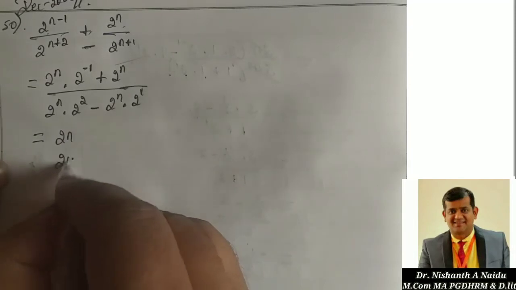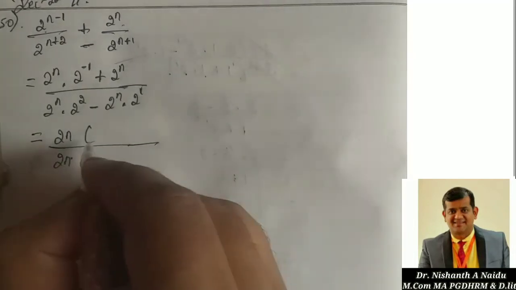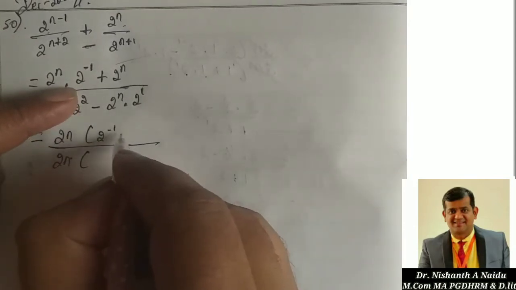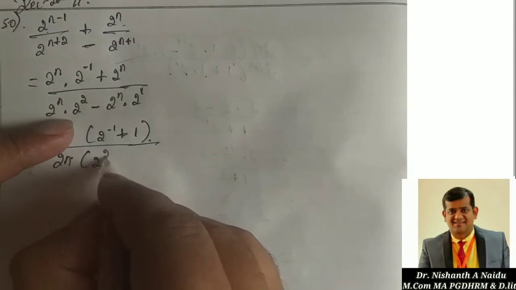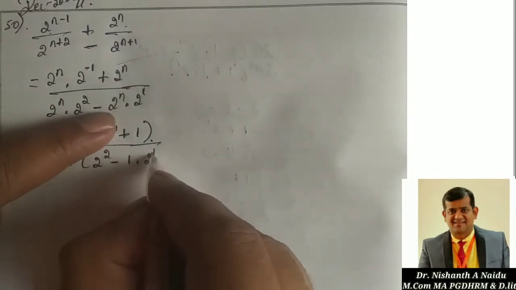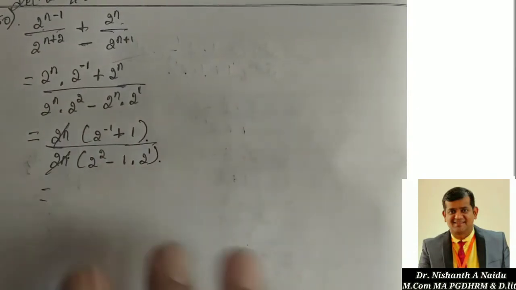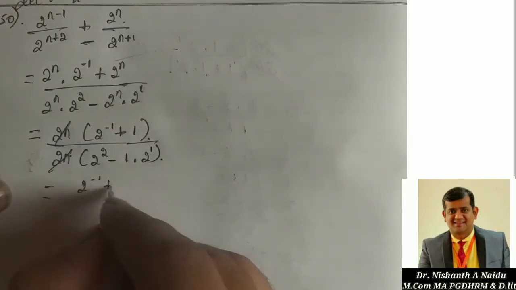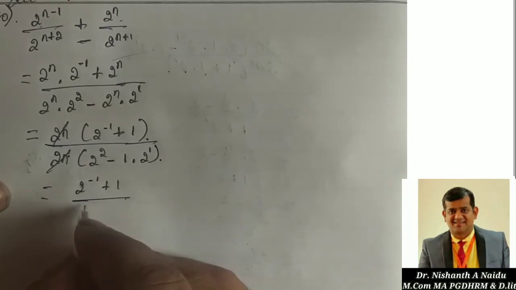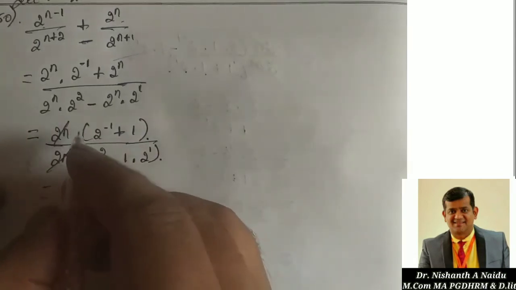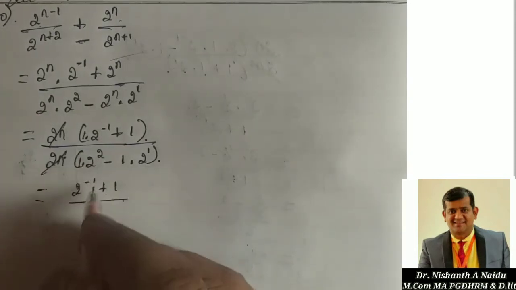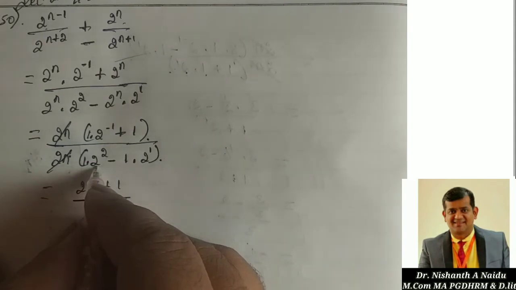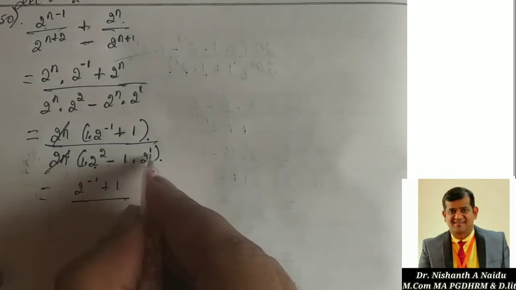So 2 to the power of n I am bringing out, which is going to get cancelled. So when you bring 2 to the power of n out, 2 to the power of minus 1 plus 1. 2 to the power of n will become 1 because I have taken it out. The same way, 2 to the power of 2 minus 1 into 2 to the power of 1. So 2 to the power of n gets cancelled here. So left out is 2 to the power of minus 1 plus 1 divided by 2 to the power of 2. That is 4. Correct. 1 into 2 to the power of 1 is 2 to the power of 1. 1 into 2 to the power of 2 is 2 to the power of 2 only. Okay, minus 1, 2 to the power of 1 plus 1.